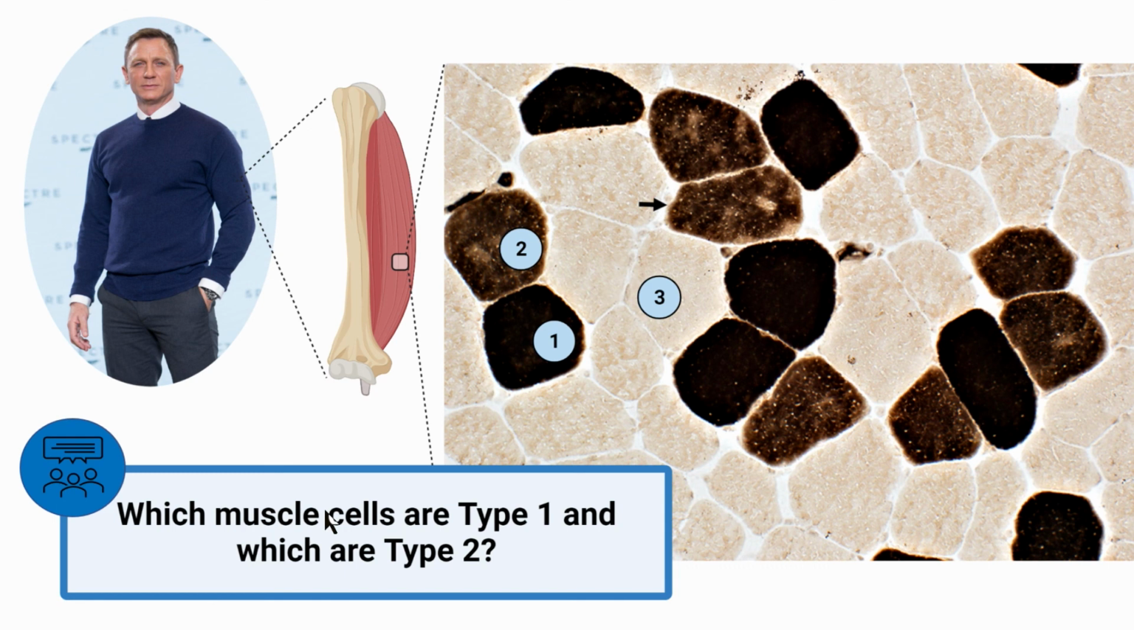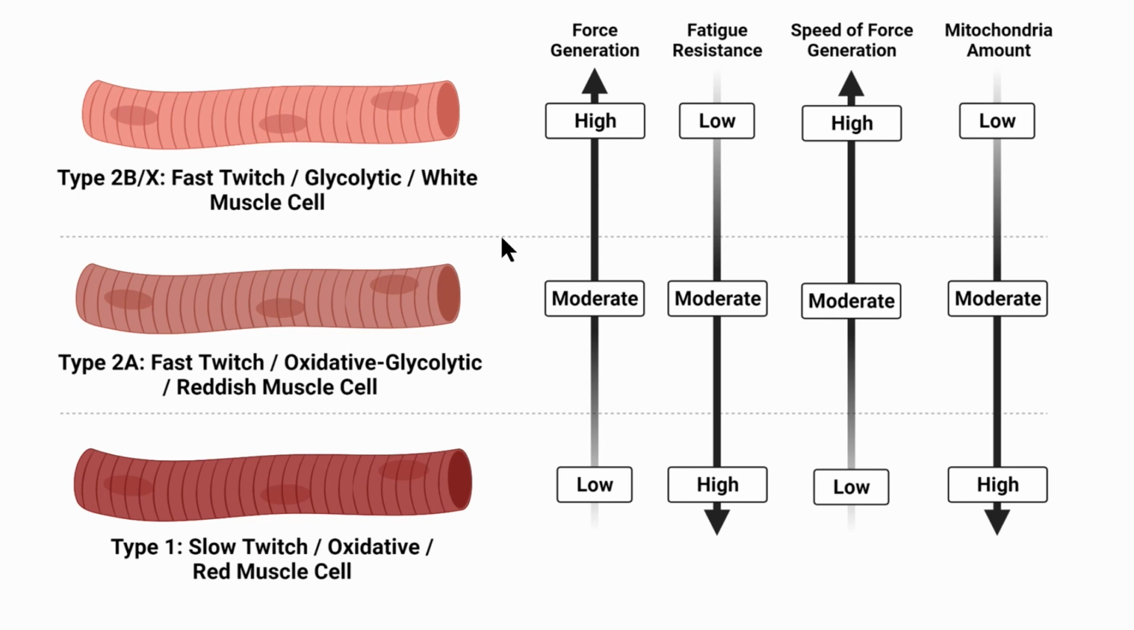and which ones are type 2, purely by the color, you might guess, hopefully you would guess, that the type 1 muscle cell is the darker colored stained muscle cells. The whitish ones are the type 2B or type 2X. And the kind of in between is the type 2A muscle cells. And this is a really basic way to look at it. So this chart explains and really shows the difference between these muscle cells.